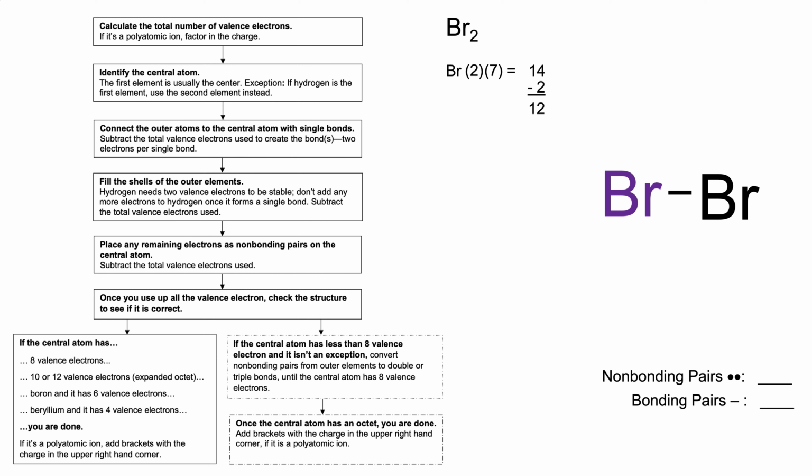Then I'm going to fill the outer shell of the outer element. That uses up 6 electrons, so I have 6 left over at this point. So I'm going to place those 6 remaining electrons as non-bonding pairs on the central atom. And now I've used up all of my electrons, so I can check that central atom. That central atom has 8 valence electrons total. Therefore, I know that this structure is done. There are 6 non-bonding pairs and 1 bonding pair. 6 plus 1 gives me 7, times 2 gives me 14. That's how many valence electrons I needed in the structure.